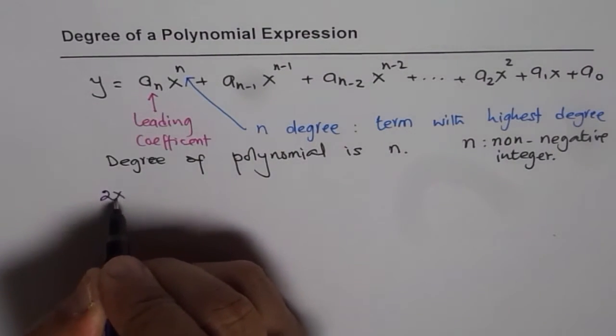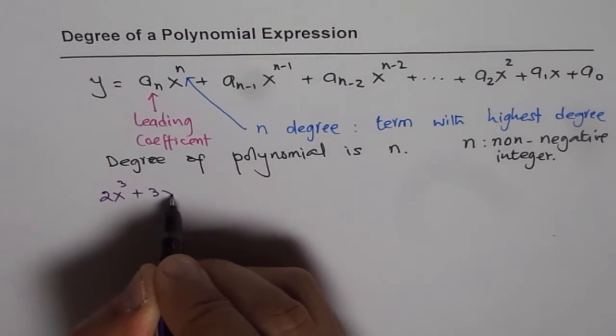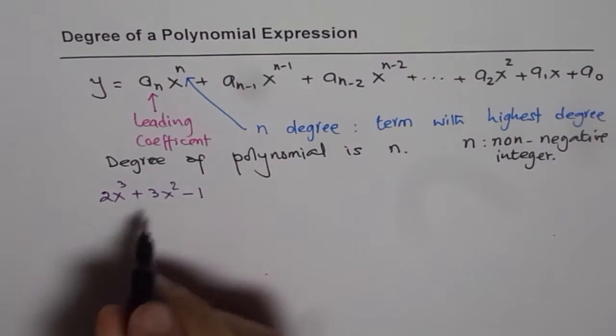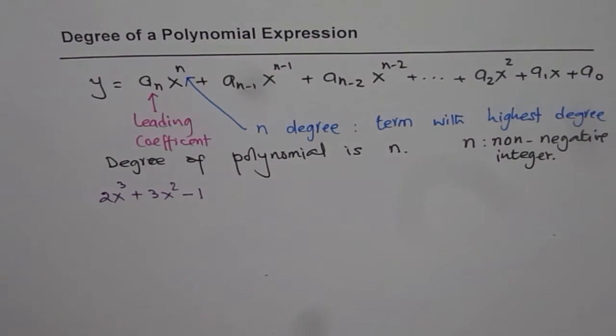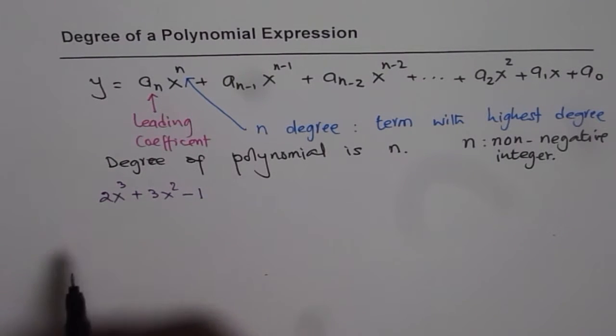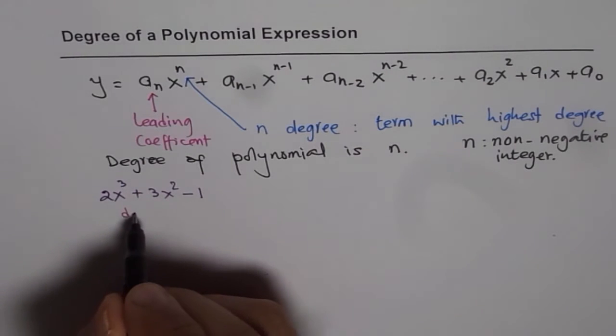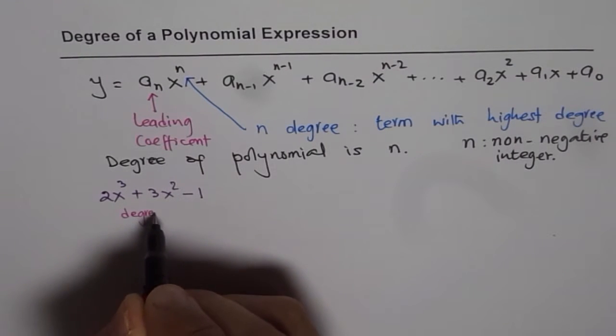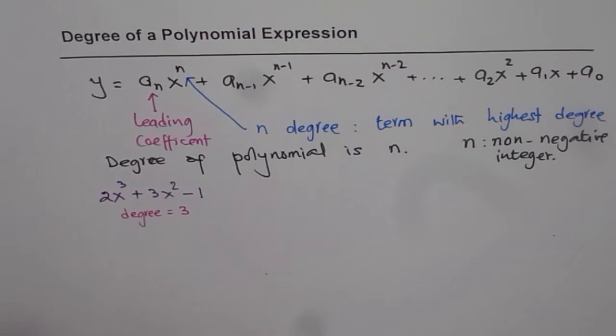So we have 2x cubed plus 3x squared minus 1. Now what is the degree for this polynomial? Now here there are three terms. The highest degree is 3. So we say, well, the degree in this case is equal to 3, right? Now this is given in standard form.